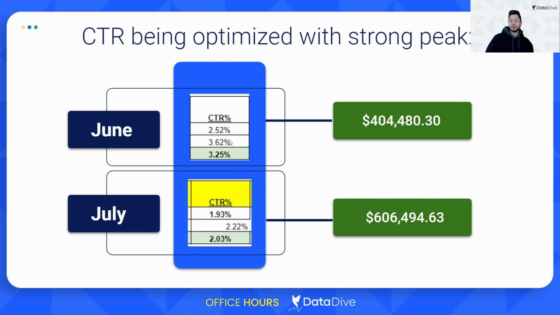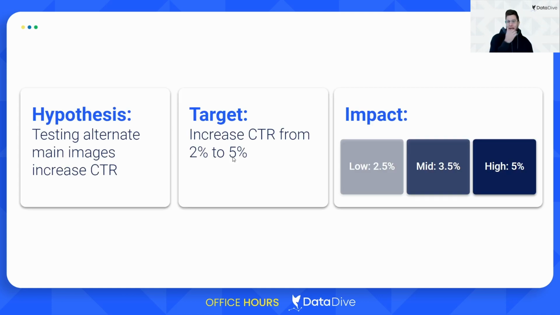But what we're going to be able to do is revert to the main image that we used in June, and we're going to be able to get that click-through rate up to 3.25%. So what we've done is we've done the 0 to 1. We've made this initial version of the main image, secondary images, and A+ content. But like I said, we're not done here.